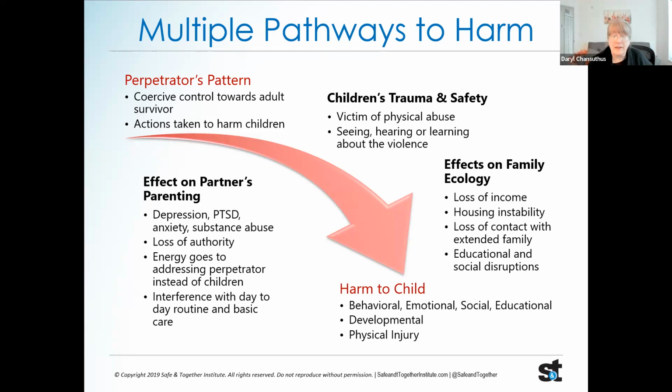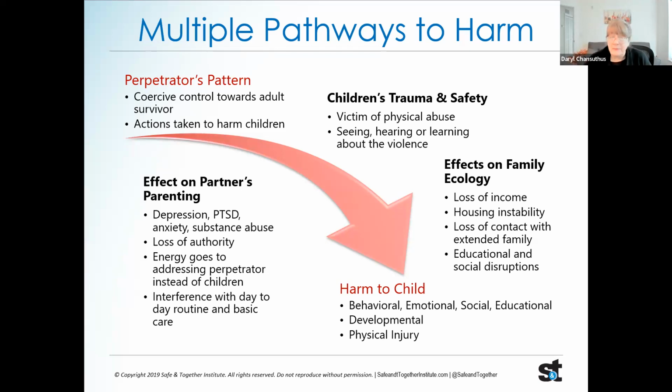It also helps us to provide a better context for understanding her protective efforts, a better understanding of how hard she needs to work, for example, just to get the kids to school or just to get them up and dressed. Using the multiple pathways to harm appropriately, we understand how the perpetrator's pattern of coercive control towards the adult survivor, and the actions he has taken to harm the children, impact the children's sense of safety, and how it traumatized them as a victim of physical abuse, or as someone who has seen or heard about the violence being perpetrated in their home against other members of their family, against their mother.